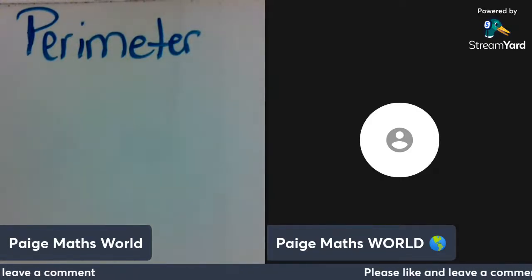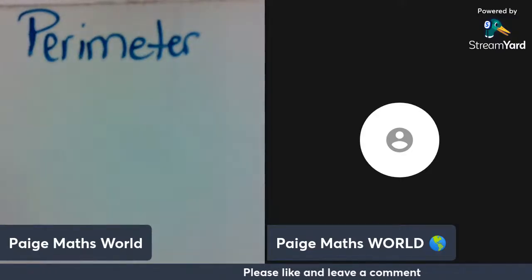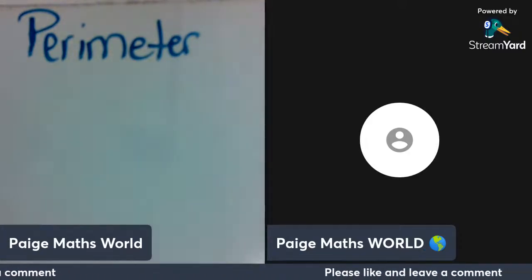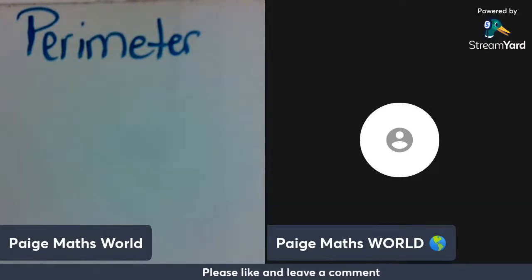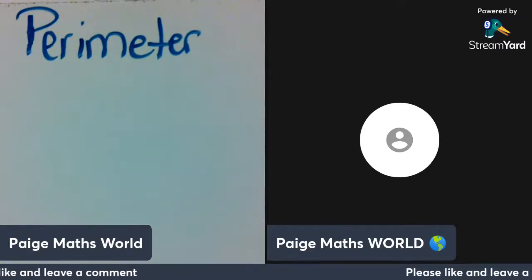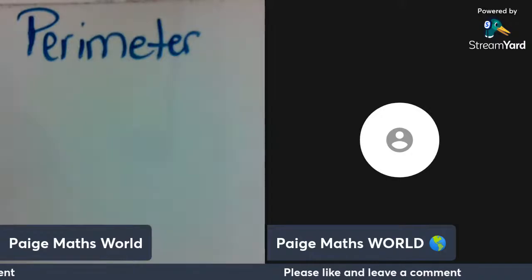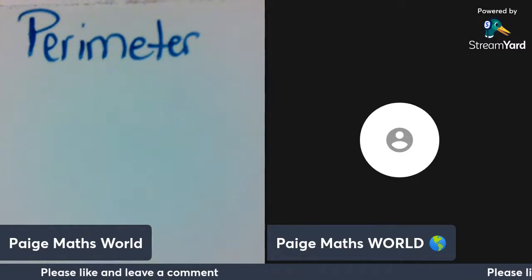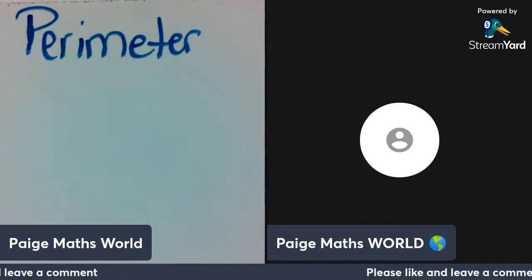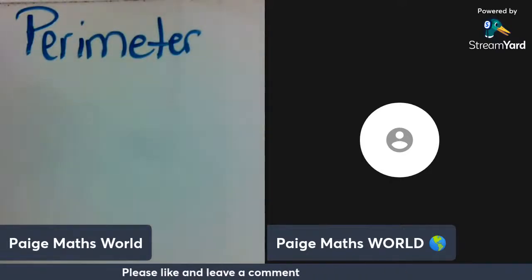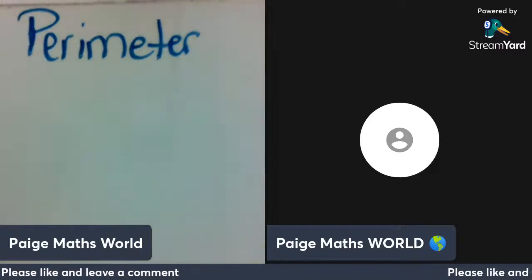All right, so we're going to start with the perimeter. Again, the perimeter is the distance around an object or a shape. Many persons like tradesmen use perimeter to tell the distance around a shape.